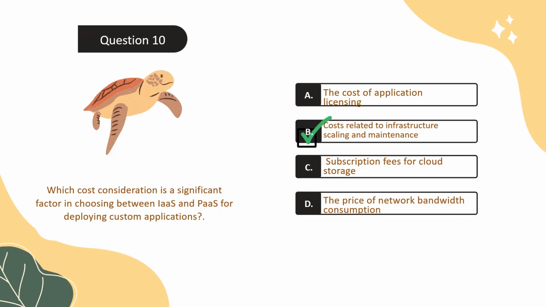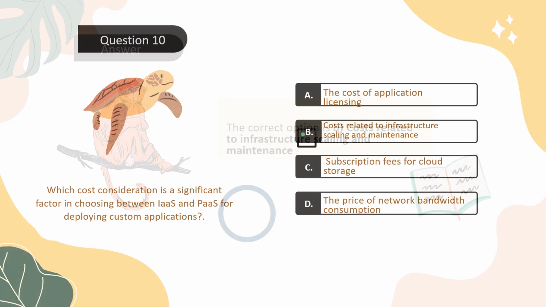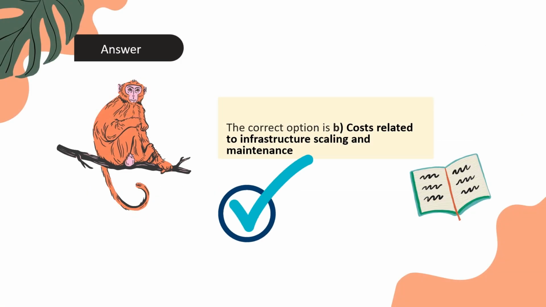Question 10, which cost consideration is a significant factor in choosing between IaaS and PaaS for deploying custom application? The cost of application licensing, or cost related to infrastructure scaling and maintenance, or subscription fees for cloud storage, or the price of network bandwidth consumption. So the correct answer is option B, cost related to infrastructure scaling and maintenance.